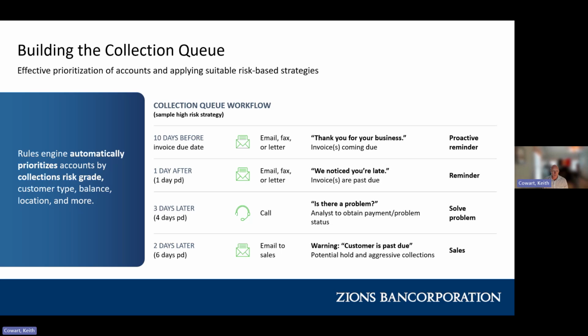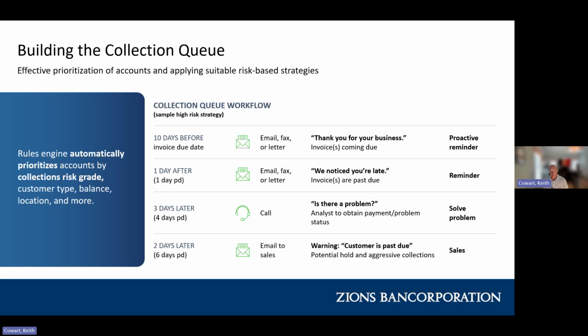So what does this look like from a collection standpoint? Based on those different categories or risk classifications for customers, you can set up different strategies associated with those categories. So this is potentially a sample high risk strategy where you might, 10 days before an invoice is due, send an email reminder of just, hey, invoices are coming due, a proactive reminder for customers. So you give them the opportunity to respond back with things like, hey, I actually didn't receive the invoice, or to let you know if there's a problem with making payment.